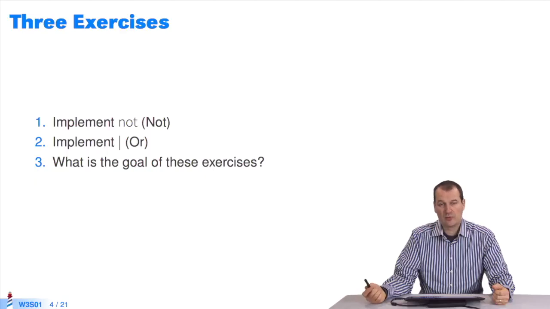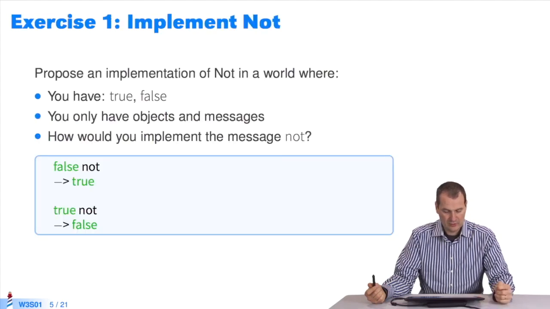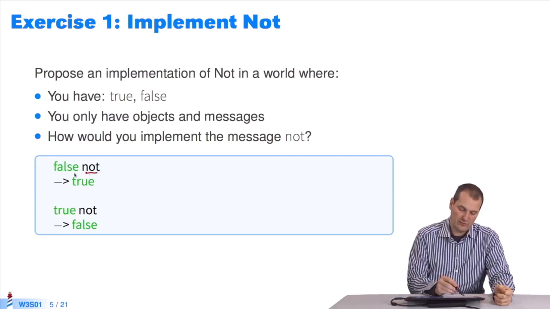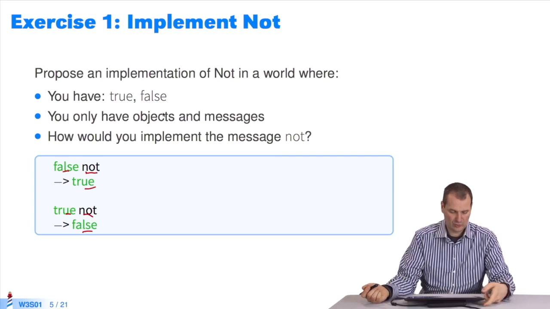Last week, I asked you to do some exercises. There were three questions. How to implement NOT, how to implement OR, and the most important, what is the goal of these exercises? I will answer the first two questions. Then, in the next course, I will answer the last question. The exercise was really, if you send the message NOT to false, it will return true. If NOT to true, it will return false. You have objects. How to implement this?